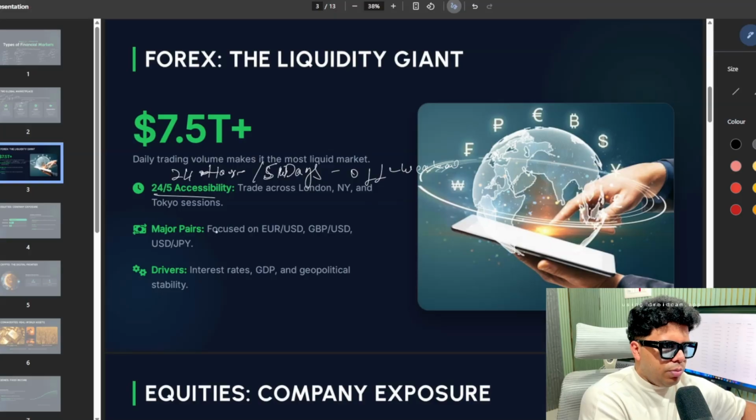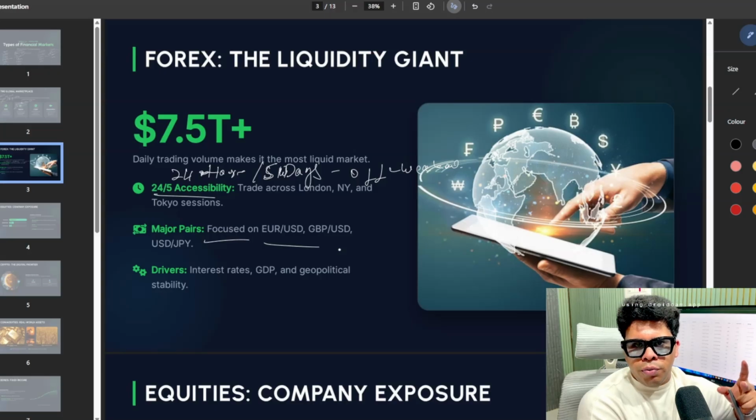Okay, the next one is majors. There are different pairs: major pairs, minor pairs, and cross pairs. Okay, we're going to understand that later. See guys, this is just a headline to understand these markets. Okay, these are the instruments. I'm going to create separate videos for each market: a separate video for Forex, a separate video for crypto, commodities, and stock markets. So in those videos, we're going to understand these markets deeply.